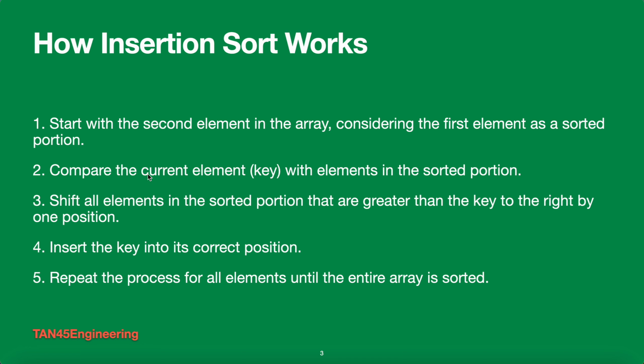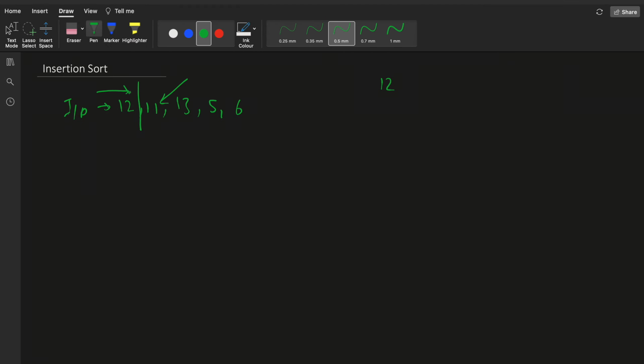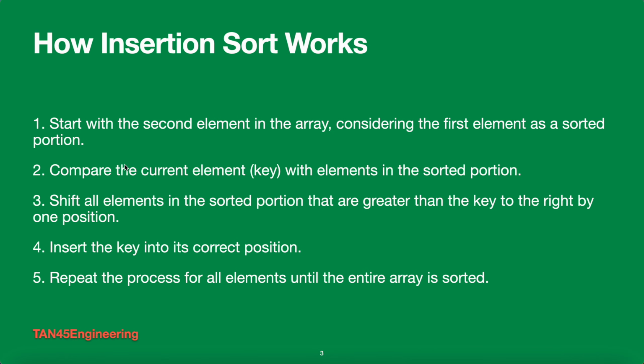Compare the current element, the key, that is the second element, with elements in the sorted portion. So we will call this the key, and key is equal to 11. We'll compare this with the sorted portion, that is 12 on this side. 12 is actually bigger than 11, right? Shift all elements in the sorted portion that are greater than the key to the right by one position.